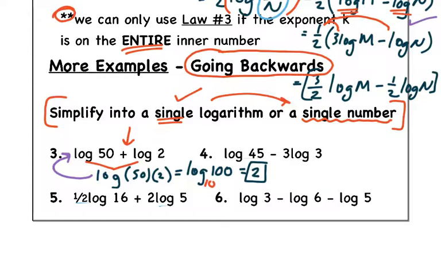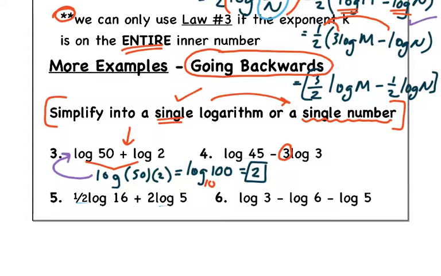All right, for number 4, I see 2 logs being subtracted. So the first thing I think about doing is I want to smush these together into 1 log of division. But I can't do it yet. There's something in the way that I didn't have in number 3, and that is this front coefficient 3. I have to change that guy first before I smush them together.